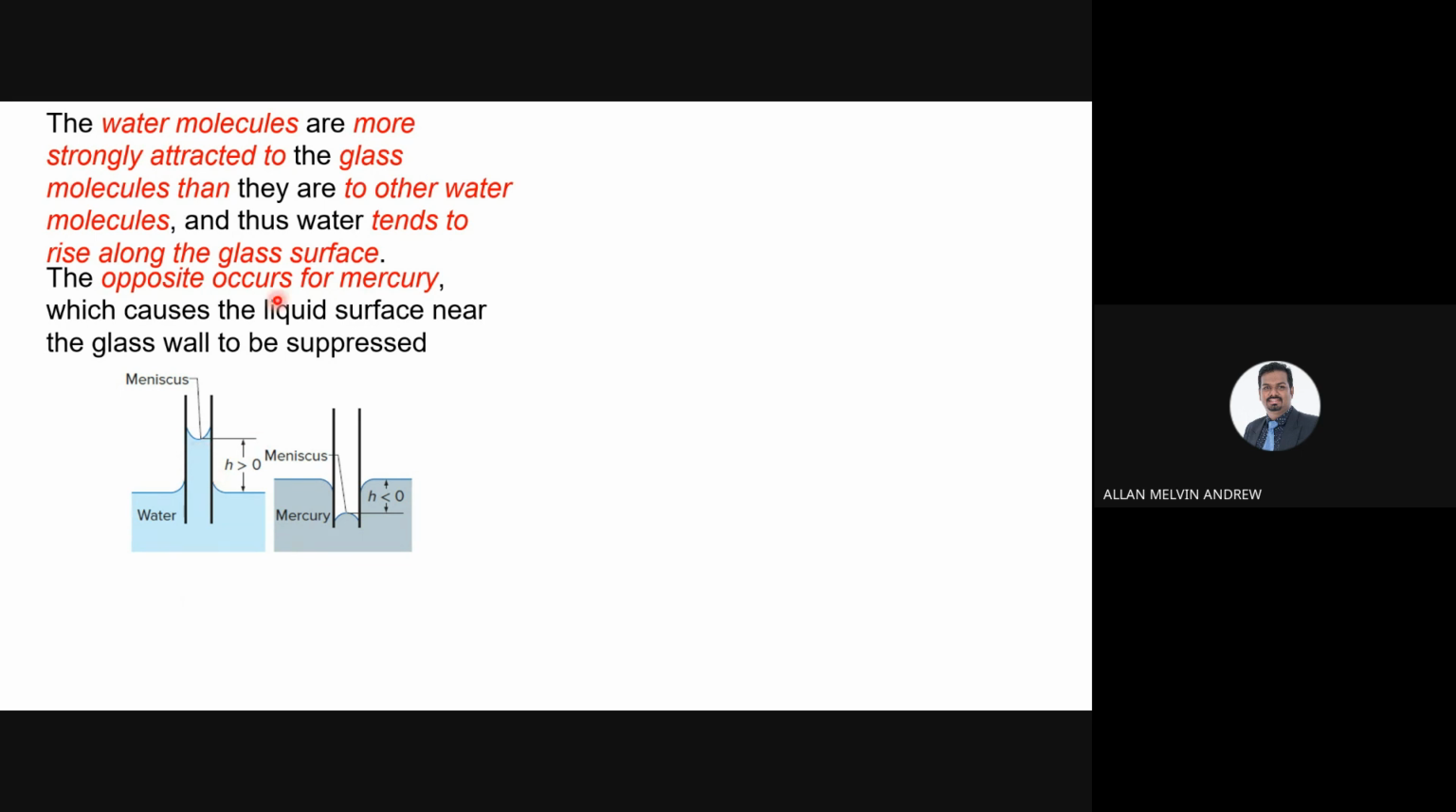So in this case, the glass molecule and the water molecule will have a stronger bond compared with the water molecule to other water molecules. So when we put the capillary inside the water, it will create a force, and the force will pull this water upward.